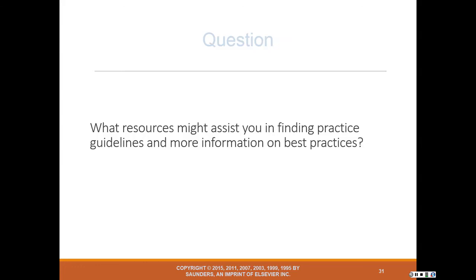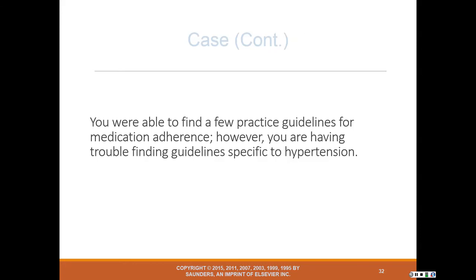Another resource might be your professional associations, like Oncology Nursing Society, critical care nurses, pediatric nurses, post-anesthesia nurses, operating room nurses. They all have professional organizations, and they most likely have practice guidelines. You were able to find a few practice guidelines for medication adherence. However, you're having trouble finding guidelines specific to hypertension. What would you do? Think about that. How would you start searching for guidelines for hypertension?